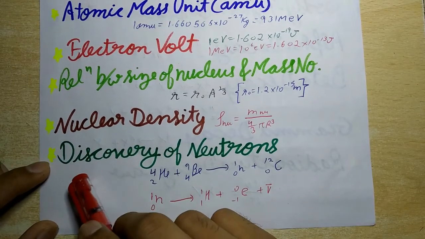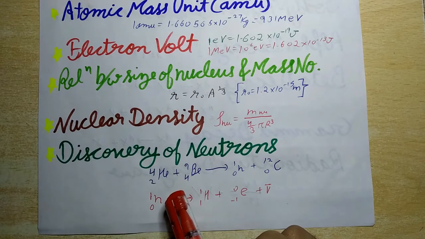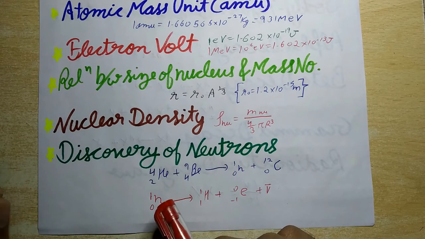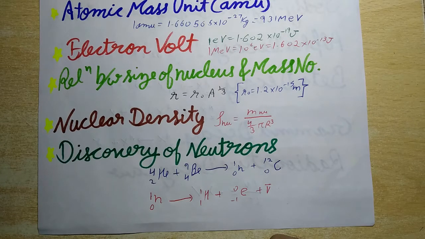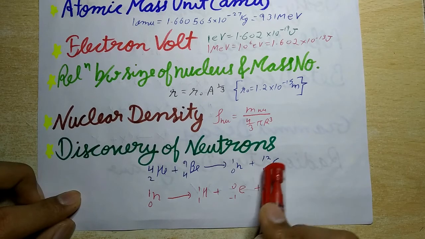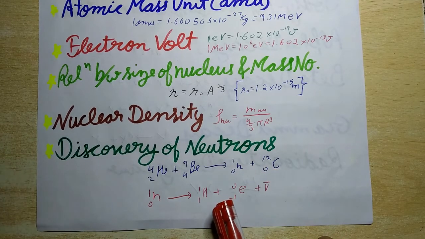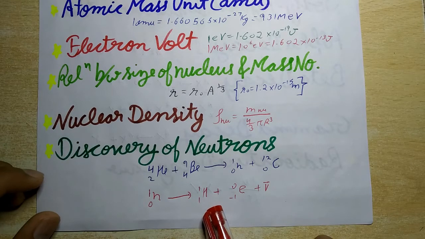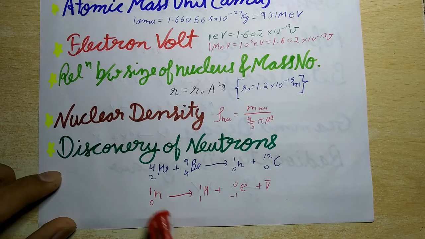Now next is discovery of neutrons. Neutrons were discovered by Chadwick in 1932 when beryllium nuclei were bombarded by alpha particles. Highly penetrating radiations were emitted, which consist of neutral particles each having mass nearly that of a proton. These particles were called neutrons. So helium plus beryllium gives 1 neutron plus carbon-12. A free neutron decays spontaneously with a half-life of about 1000 seconds into a proton, electron and an antineutrino. This is the equation.